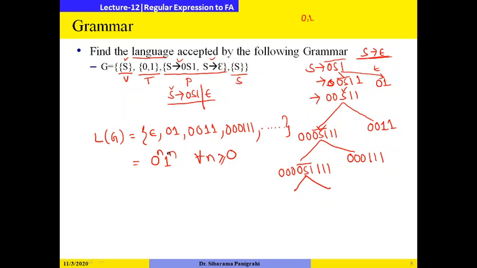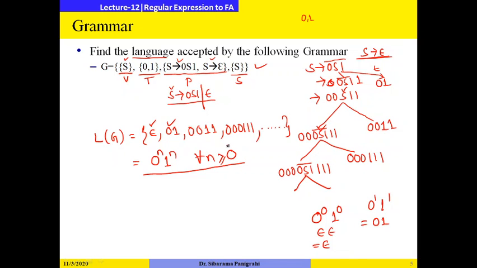Because you see, if you put 0 over here, 0 to the power 0, 1 to the power 0. 0 to the power 0 is nothing but epsilon. 1 to the power 0 is nothing but epsilon. Epsilon concatenated with epsilon, you will get epsilon. So you have got this string. Now, 0 to the power 1, 1 to the power 1. So what will you get? You will get 0 1. So here you see, you have got the string 0 1. So similarly, the language accepted by this grammar is nothing but 0 to the power n, 1 to the power n, for all n greater than or equal to 0.